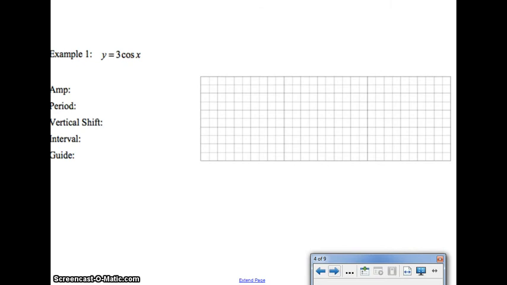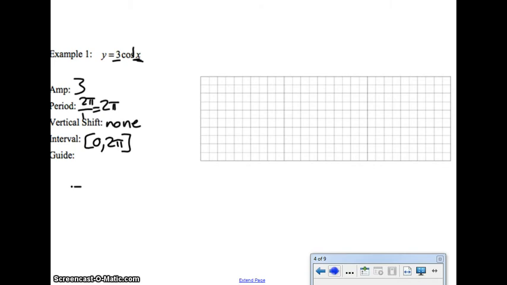All right, so let's look at a pretty simple example here. The only thing that's different from the basic cosine curve is this 3 out in front. So that means my amp is going to be 3. My period is 2 pi over B. Here my B is whatever the x is being multiplied by, so think of this as 1x. So 2 pi over 1 is still just 2 pi. Since there's nothing being added or subtracted, there's no vertical shift. Since it's just an x here, my interval is still just 0 to 2 pi. And my guide is also going to stay the same.